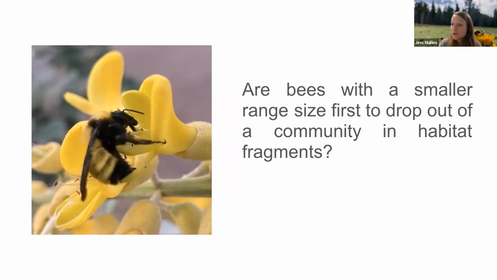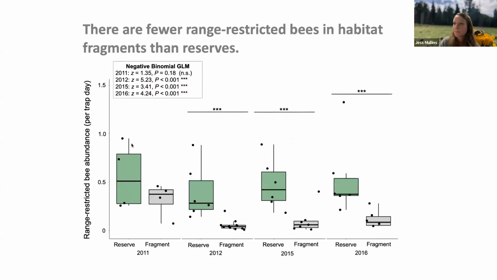And I wanted to take a closer look at what species are those with small range size. And a fantastic paper just came out with range size data for all of the species in our study. So I'm lucky enough to be able to mine data from that. And I found a very clear pattern. It's significant in 3 of the 4 survey years. I haven't finished identifying my bees from last year, so we don't have those data available yet. But in 2012, 15, and 16, we found fewer range restricted bees in fragments than we did in reserves.